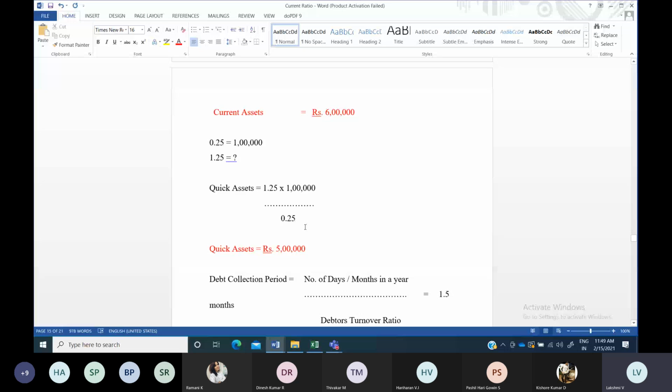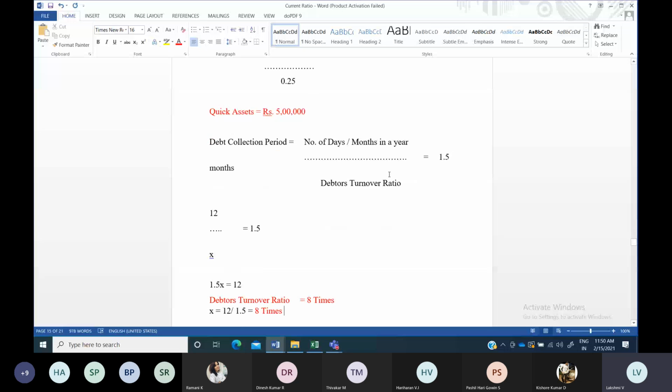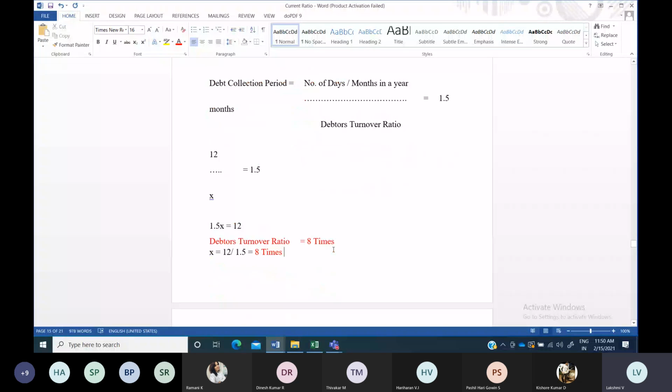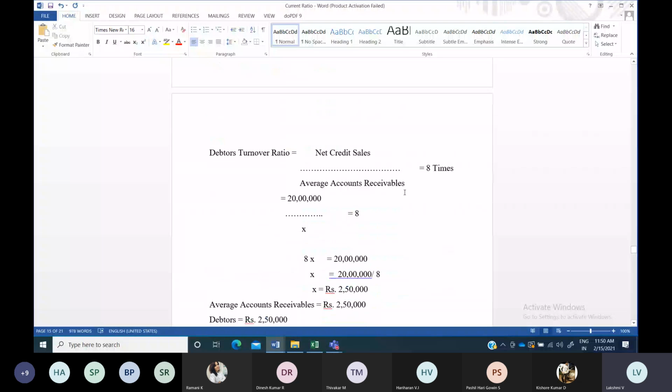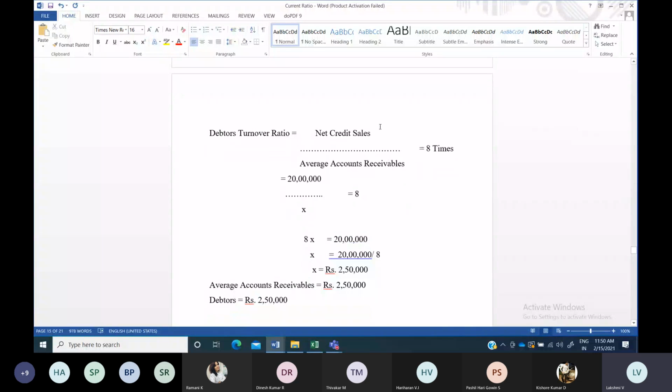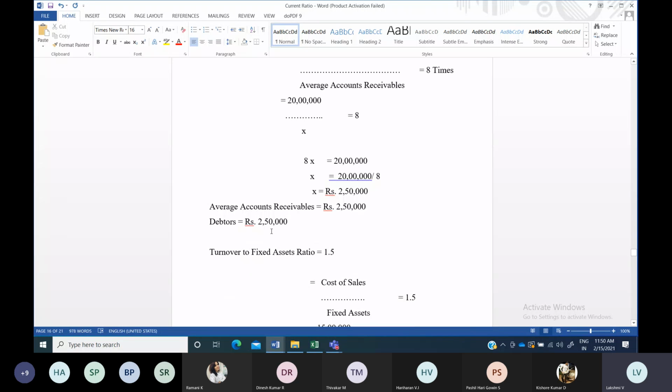Then, moving to the next part of your question, the debt collection period, with which I calculated the debtors turnover ratio, which is 8 times. Next I moved to the average accounts receivable, which I have to calculate. The debtors turnover ratio I calculated as 8 times, and the net credit sales, given as 20 lakhs in the question, we used here. Finally we found out the average accounts receivable as rupees 2,50,000, which can be rewritten as debtors.